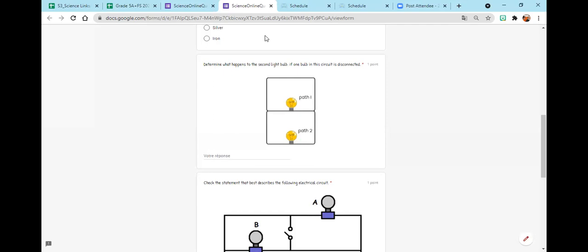Look at these 2 light bulbs. How are these 2 bulbs connected? In parallel. They are found on 2 different pathways. If one of them is disconnected, what will happen to the second one? It will stay on, because it's not in series, it's in parallel.